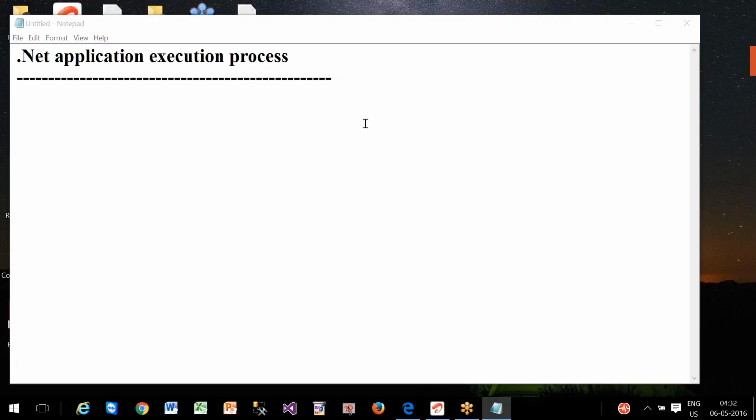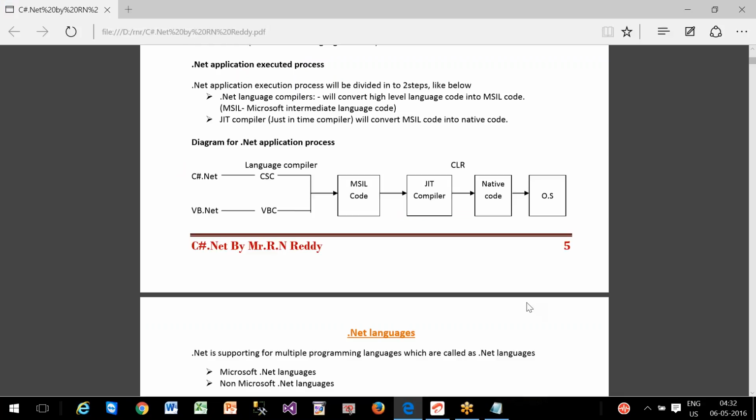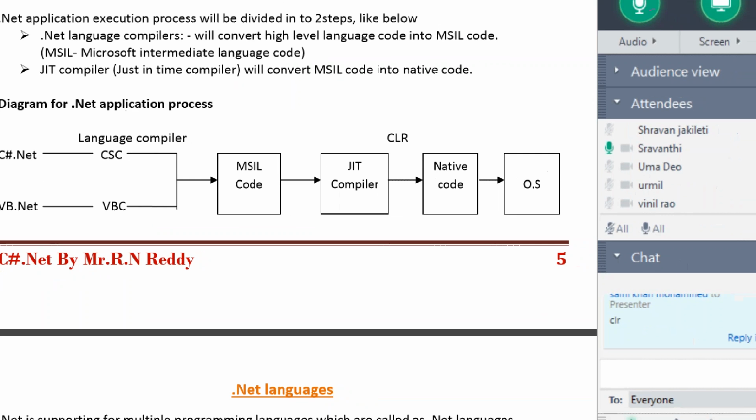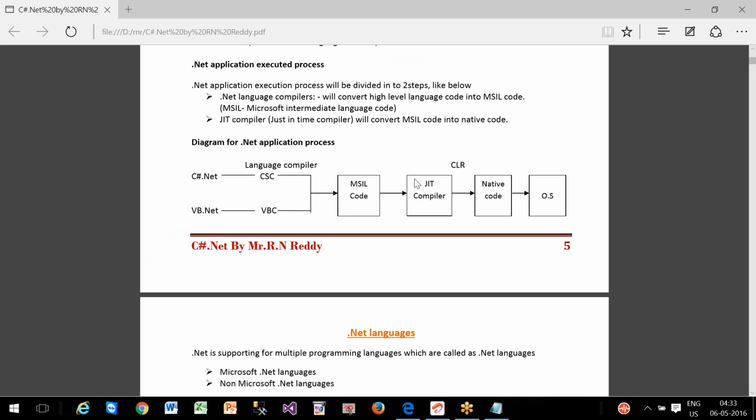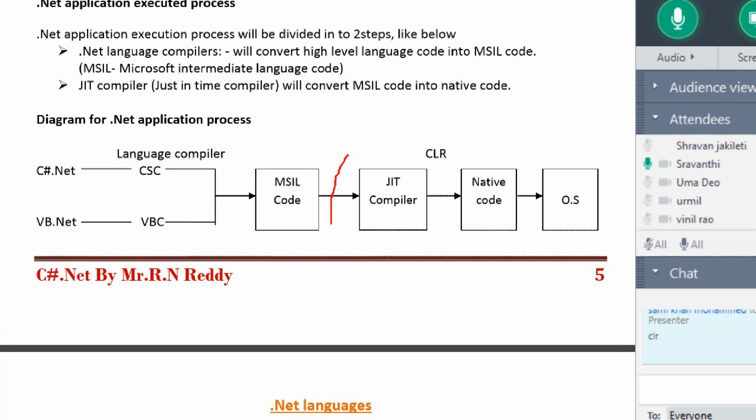Now, the .NET application execution process. First of all, what is the .NET execution engine? Whenever you want to execute a .NET application, you need an execution engine. What is the .NET execution engine? CLR. You can observe in this diagram, CLR is the .NET execution engine.